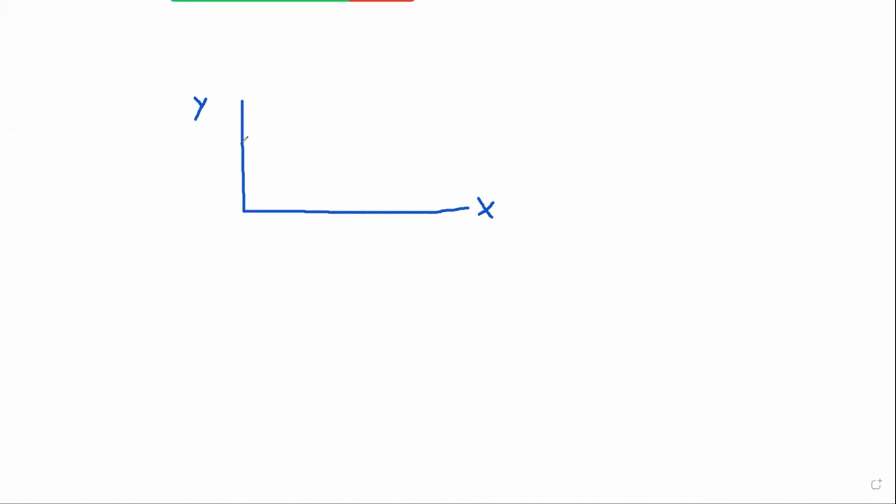In this class, we use the term independent variable for our variable on the x-axis, and we use dependent variable for the variable on the y-axis. There are other terms that mean the same thing that you may hear in other courses, but that's what we use here.